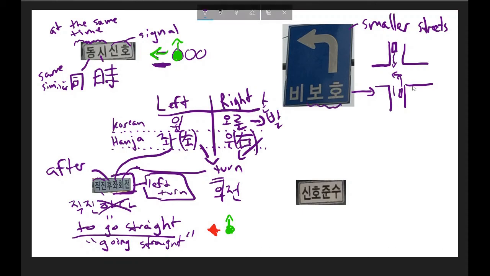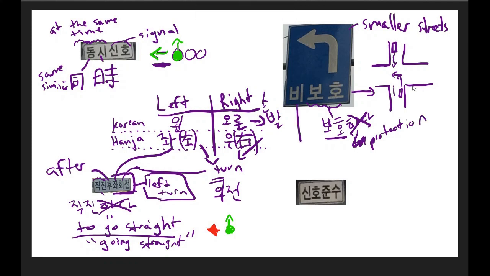Well, boho hada. I always like to talk about the verbs first. Boho hada means to protect. And boho, the noun form of that word, if I take out the hada, it just means protection. And I'll give you the Hanja character for that first.